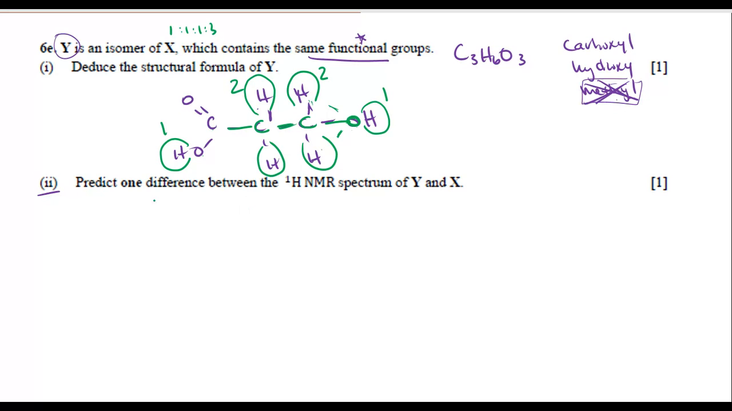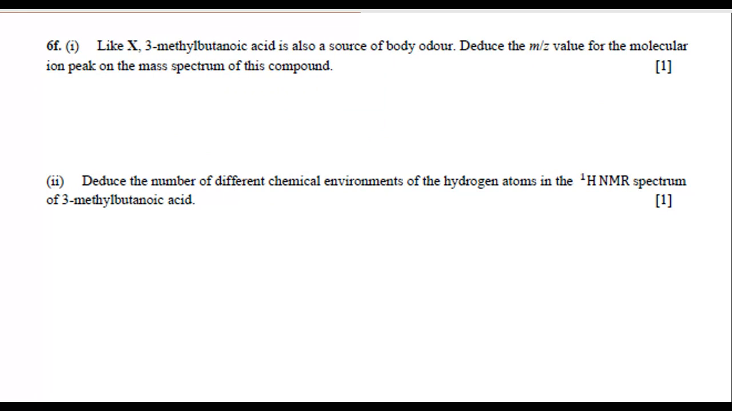So that would be the difference that we would see. So 1, 1, 1, 3 was the ratio for X. 1, 2, 2, 1, or 1, 1, 2, 2, or 2, 2, 1, 1 would be the H1 NMR spectrum for Y. So this guy, 3-methylbutanoic acid, is also a source of body odor.